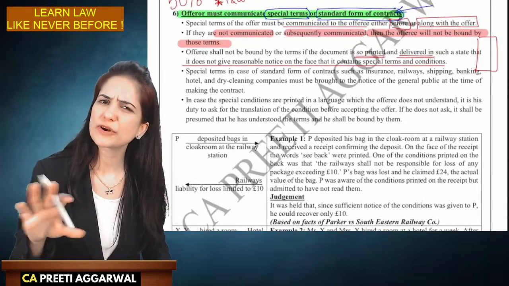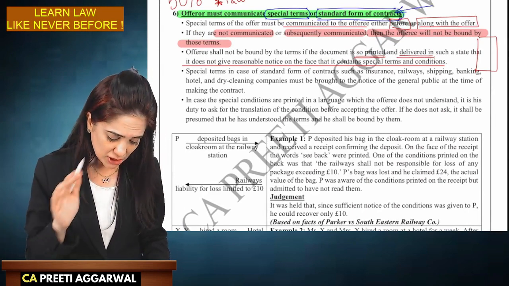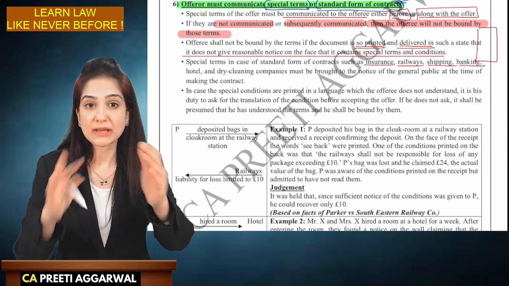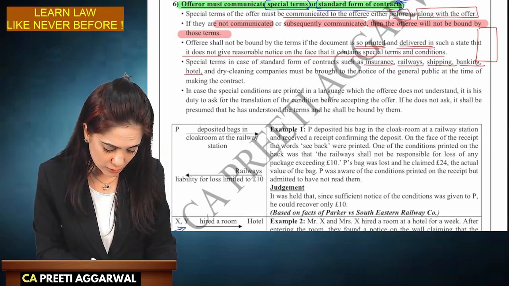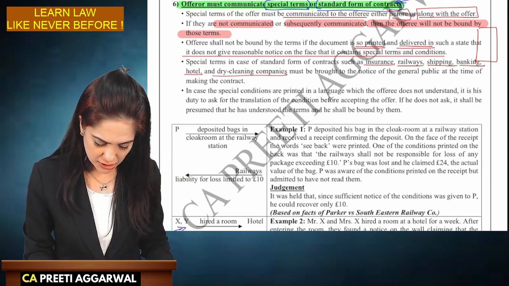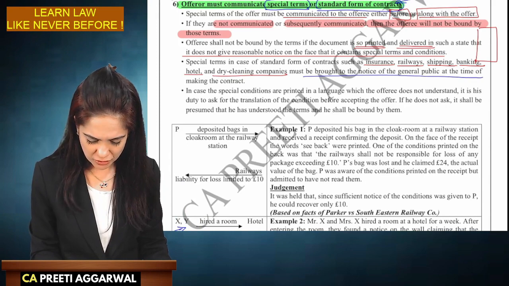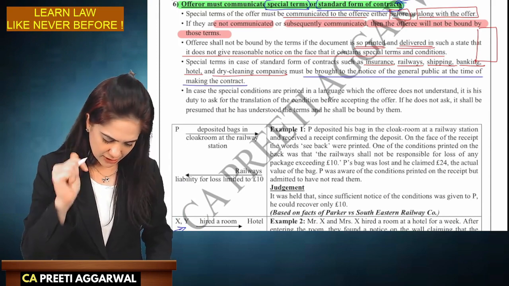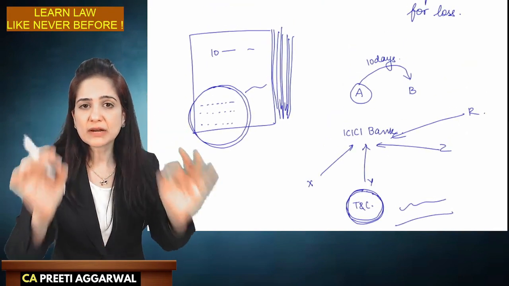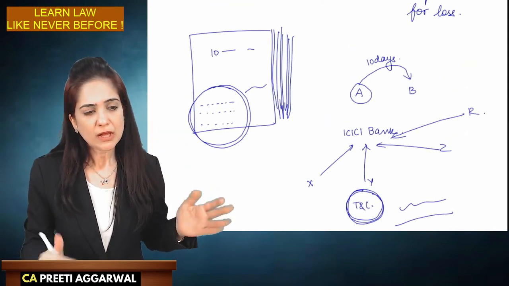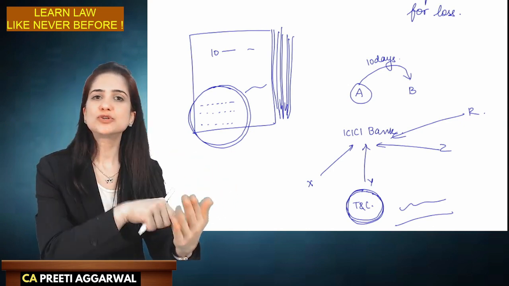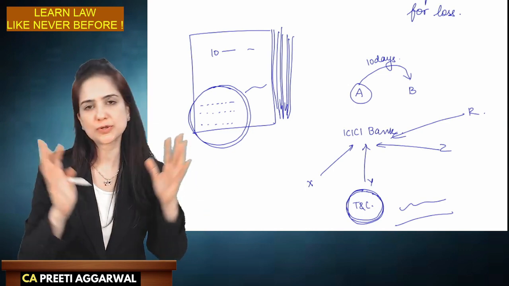These are standard form contracts. The special terms in case of standard form contracts like insurance, railways, shipping, banking, account opening form, hotel, dry cleaning, I just discussed. If there are certain terms and conditions, they must be brought to the notice of the general public at the time of contract. Now, the dry cleaner on the face of the bill has clearly mentioned the terms and conditions. When you read that bill, everything is written on the face of it. He will assume that you have read the terms and conditions and also understood them.